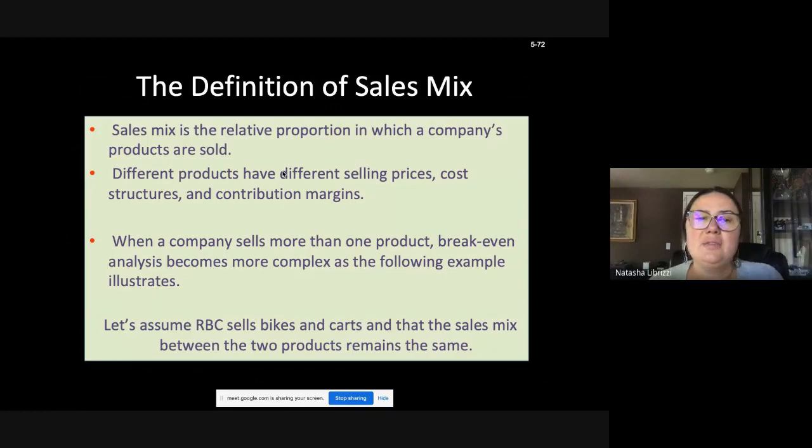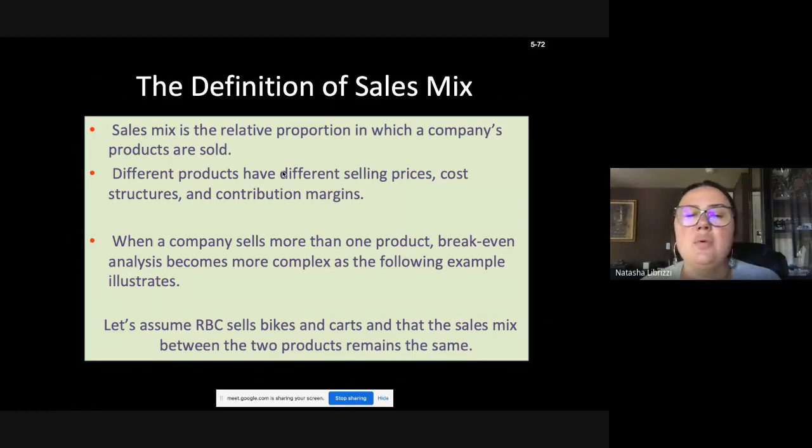Sales mix is the relative proportion in which the company's products are sold. If I look at a Starbucks, you say on average we sell 50% regular coffee, 25% mixed ice drinks, and 25% hot drinks like cappuccinos, macchiatos, all this other stuff. So they have a mix, right? If they know their mix, they can do this type of calculation. Obviously, you're making some assumptions. Different products have different selling prices, cost structures, and contribution margins, so they're all combined together.